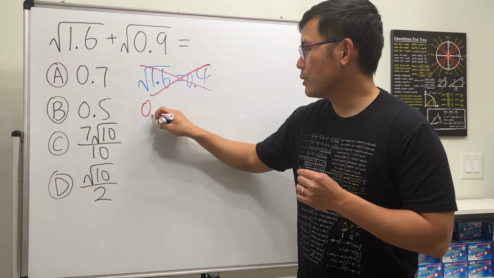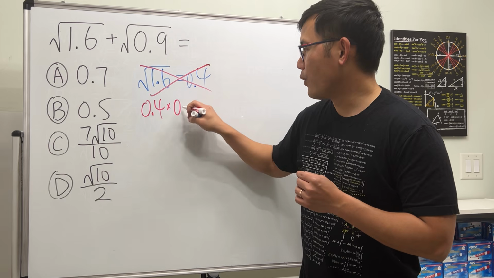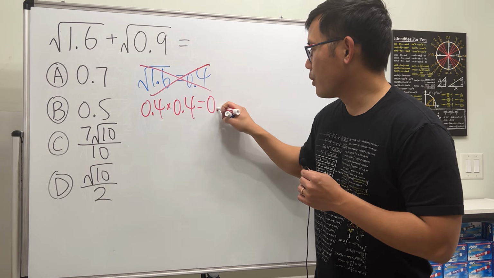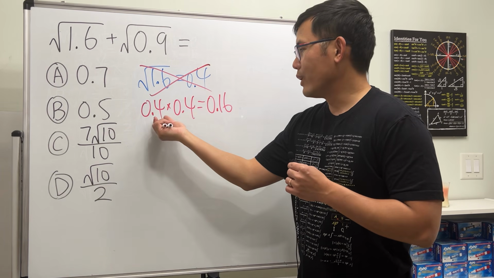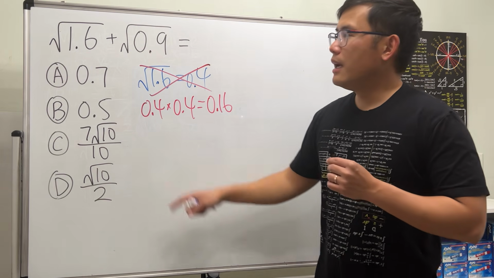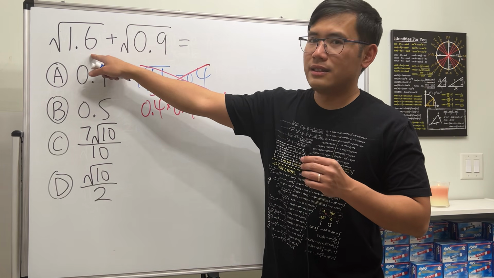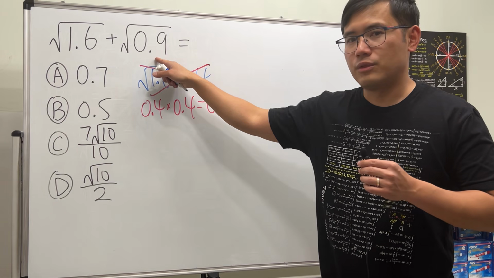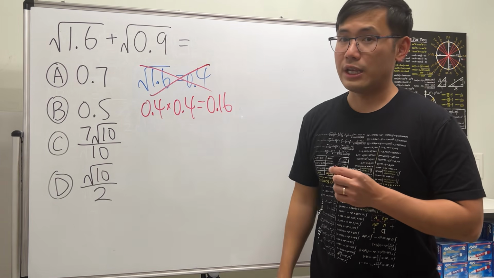Because if we have 0.4 times 0.4, this right here is actually 0.16. Yeah, one decimal place, another one. So altogether 2 decimal places. So this right here is actually not 0.4, and this right here is actually not 0.3. In fact, they are irrational.